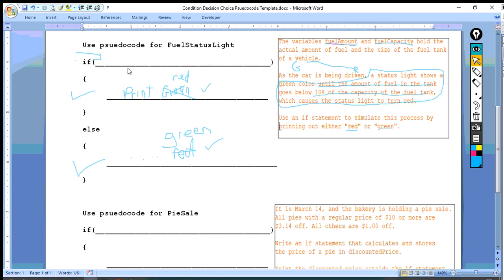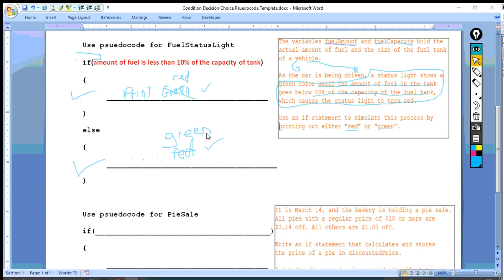So you could say something, the amount of fuel is less than 10% of the capacity. And this is a problem. I'm going to pause the video. Okay, so what we see here then is when the amount of fuel is less than 10% of the capacity of the tank.